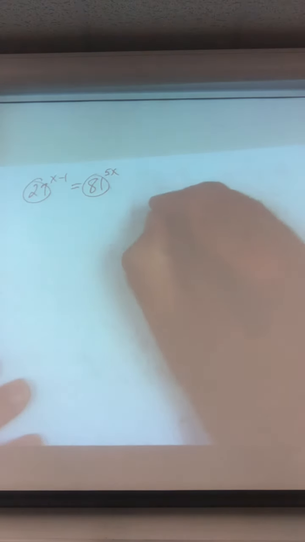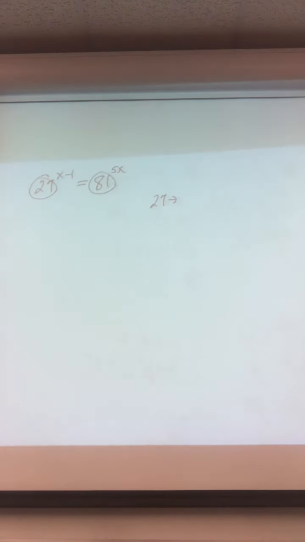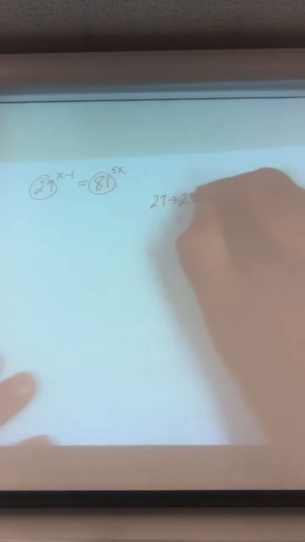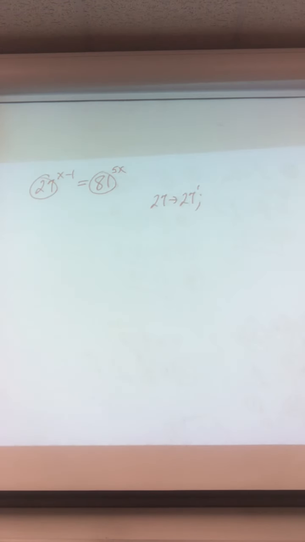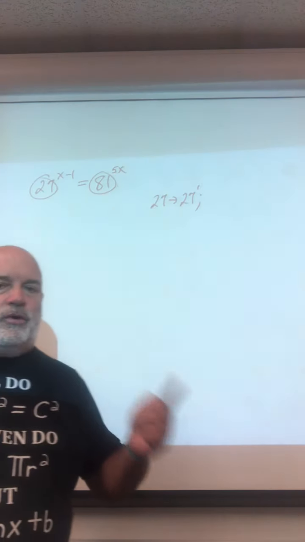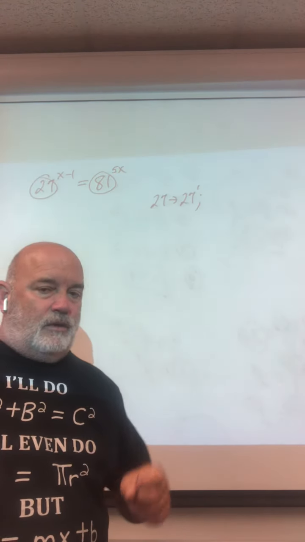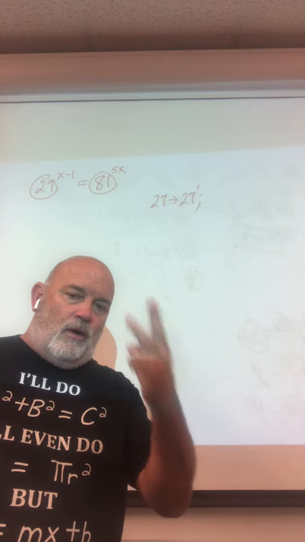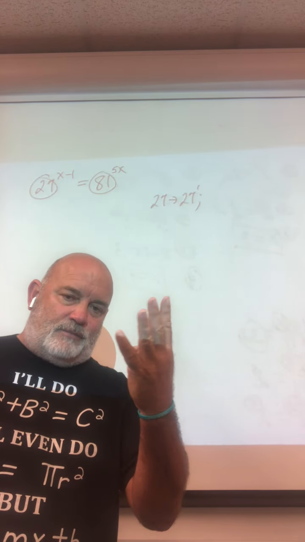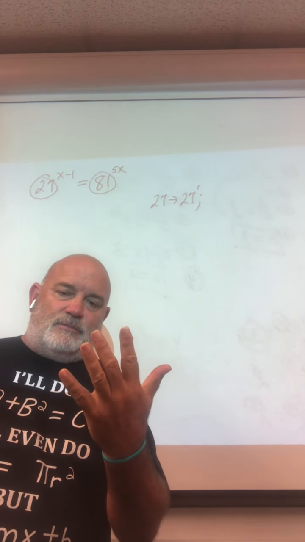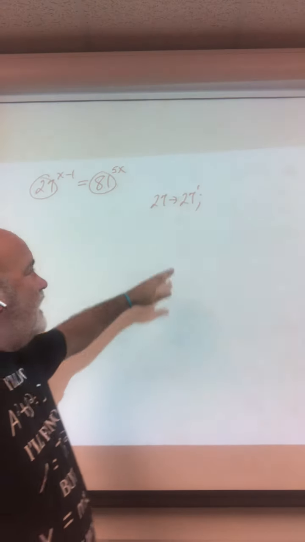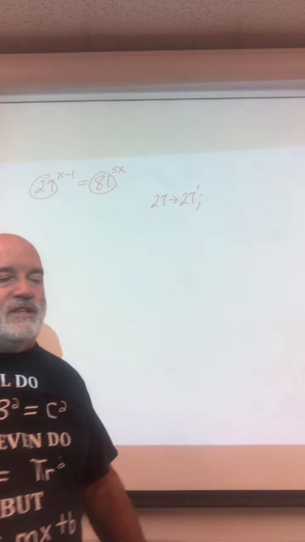So, let me come over here to the side. 27. Can I write 27 using exponents? Well, I certainly can write it 27 to the first. But can I write 27 any other way? Well, let's check. Can we take 2 to a power and get 27? No. 2 times 2 is 4. 4 times 2 is 8. 8 times 2 is 16. 16 times 2 is 32. So you can't take 2 to a power and get 27.